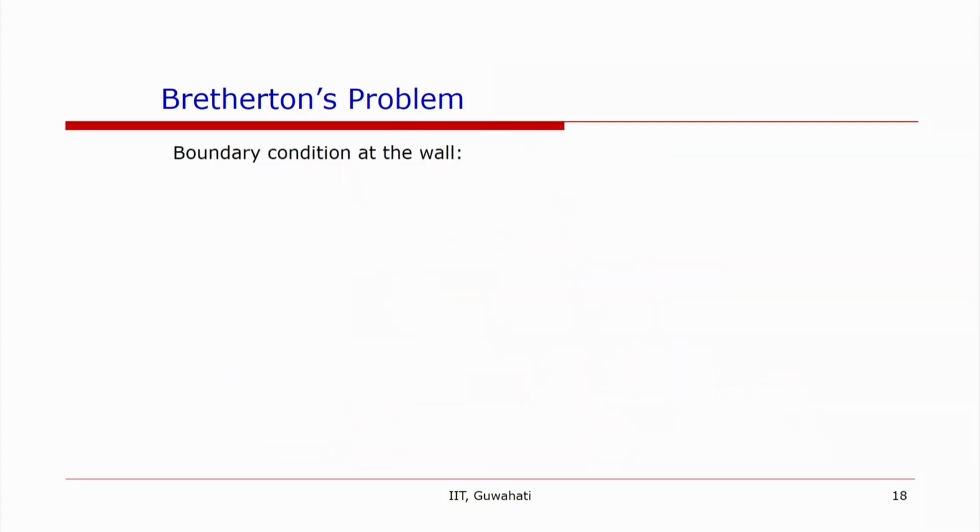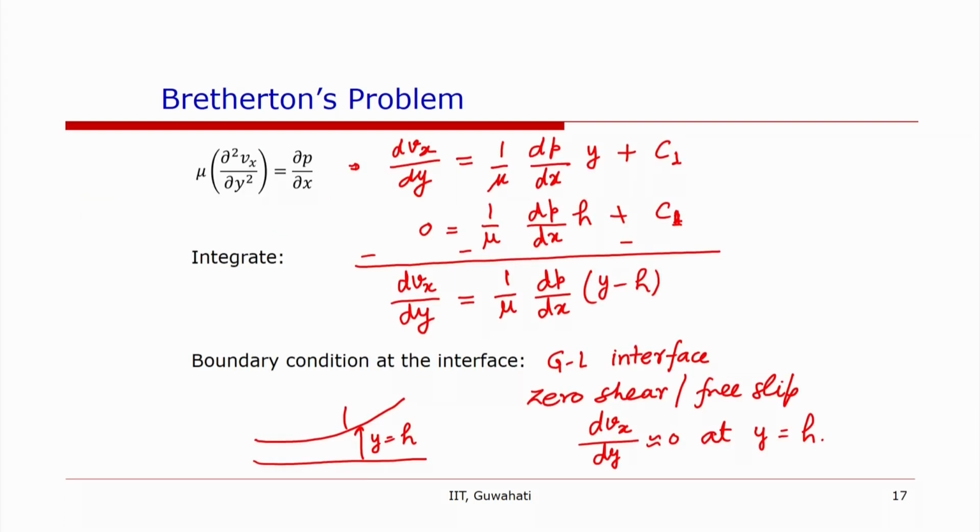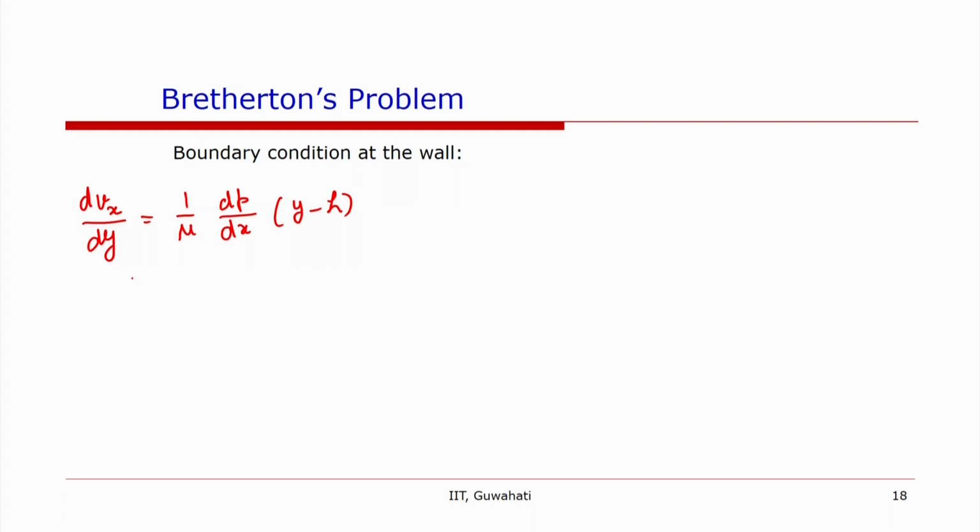So we had dVx over dy is equal to 1 over mu dp by dx into y minus h. Let us just confirm it. We can integrate it to find Vx is equal to 1 over mu dp over dx, y square over 2 minus h y, plus another constant C2.